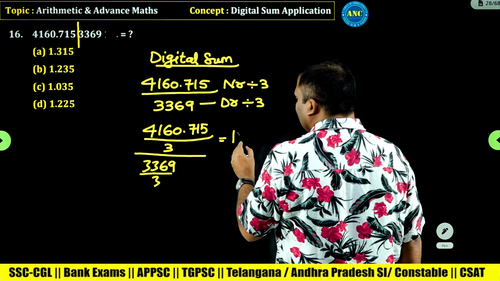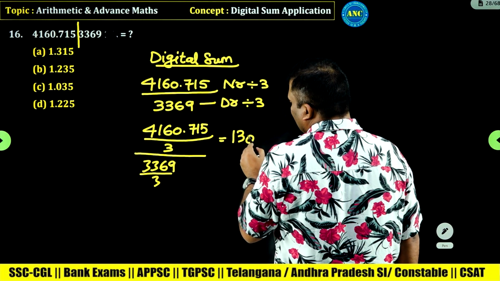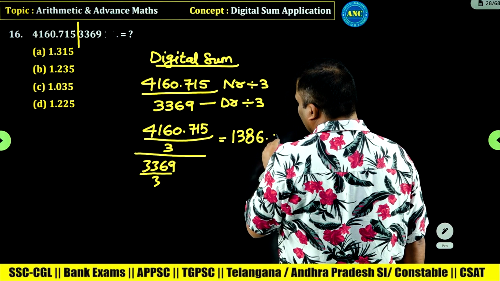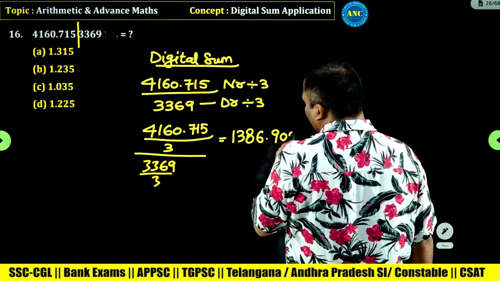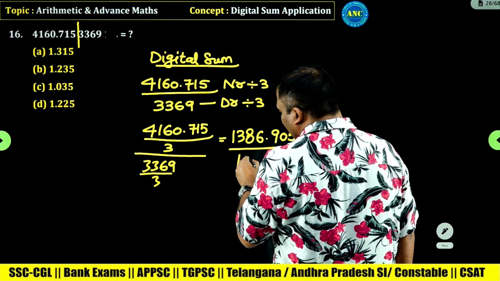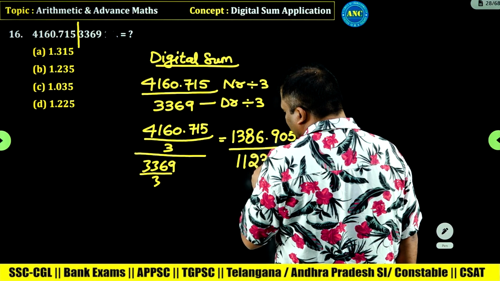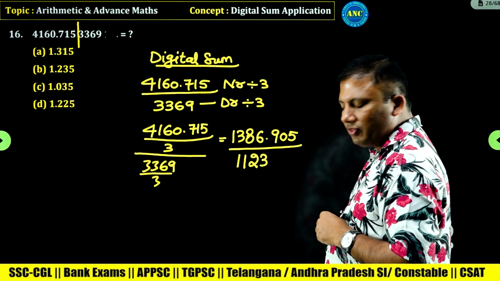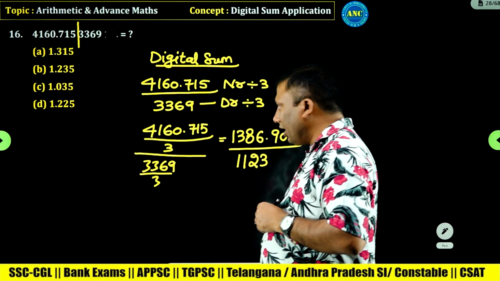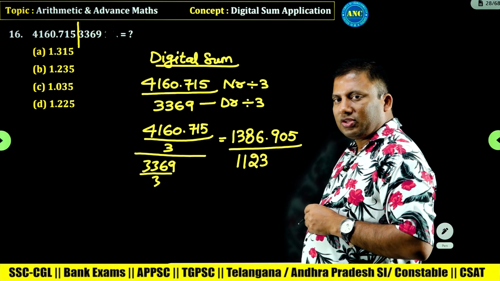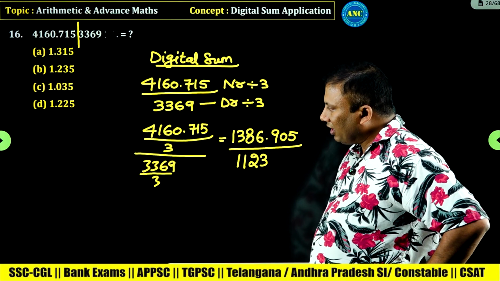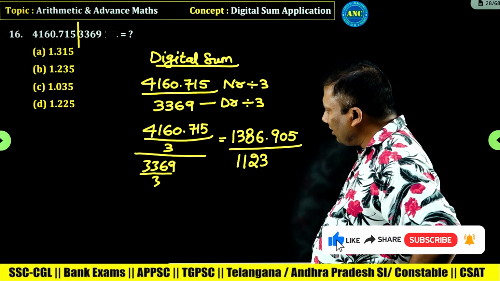3 13s are 39, 26. 3 8s are 24, 20. 3 6s are 18. 3 9s are 27. I hope the idea is very much clear. 3 13s are 26. 3 8s are 24, 20. 3 6s are 18, 27.